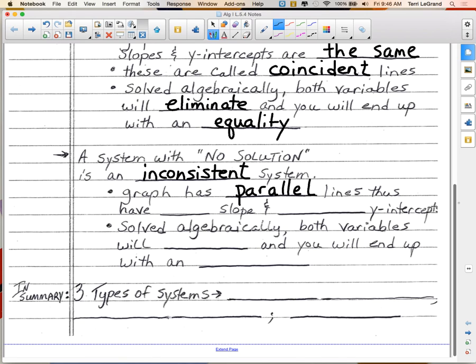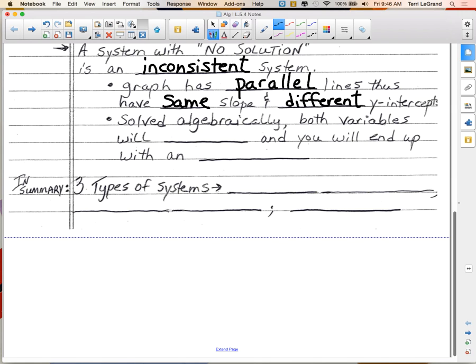Well, if the lines are parallel, what can we say about their slope then? It's the same. What can we say about their y-intercepts? They have to be different. They have to be crossing the y-axis at different places, or they would be coincident lines. They'd be on top of each other. So when we try to determine it by the graph, we have to see, do we have parallel lines or not? Then we know that we would have an inconsistent system with no solution.